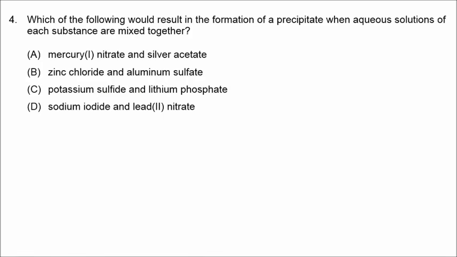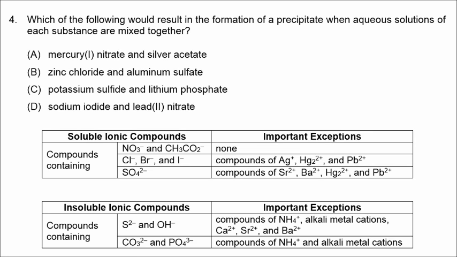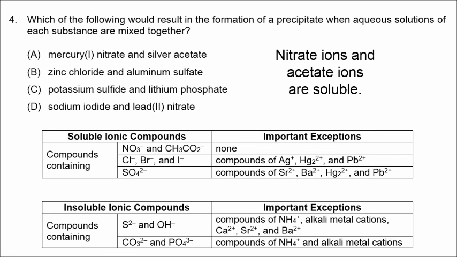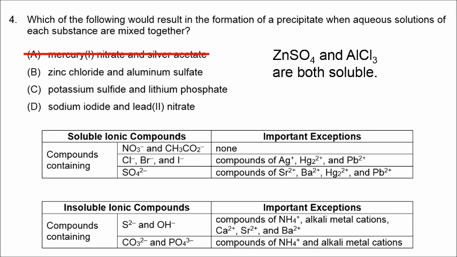Number 4 is asking us to make a prediction about the formation of a precipitate. And we have 4 choices. We'll start with the solubility rules. It looks like nitrate and acetate are soluble. So in choice A, mercury nitrate and silver acetate would not form a precipitate. Then we have in choice B either zinc sulfate or aluminum chloride. But since both of those compounds are soluble, there'd be no precipitate with choice B.